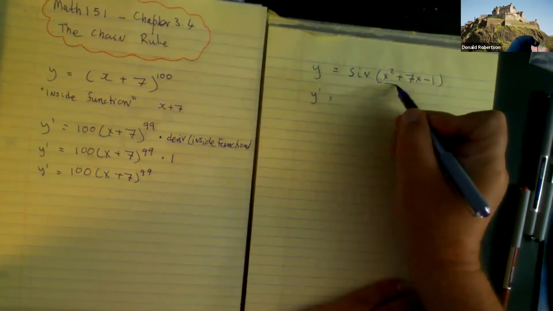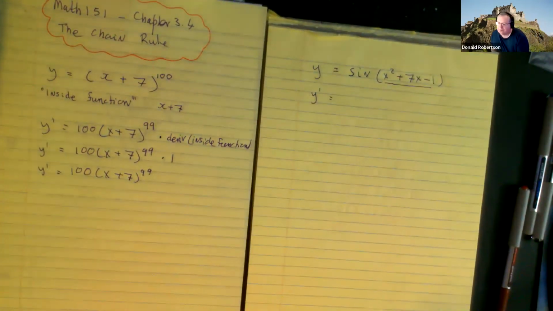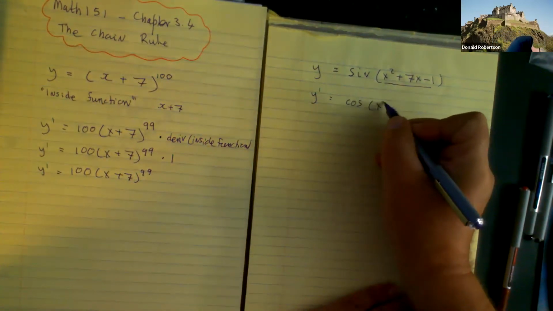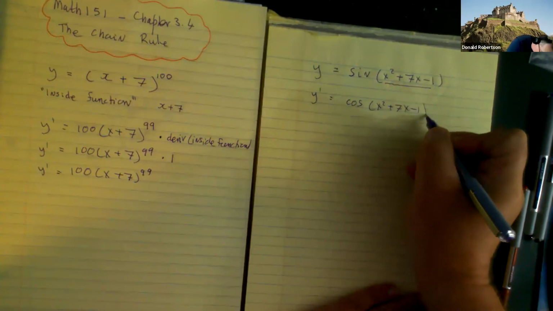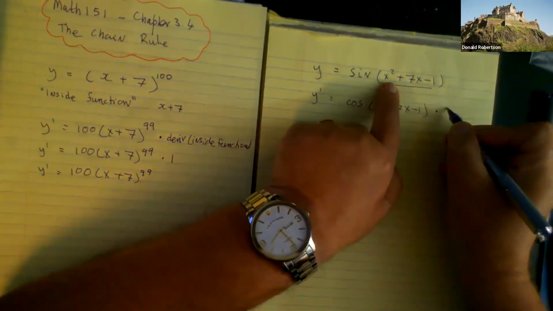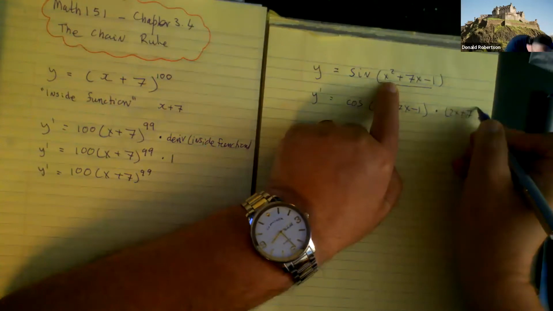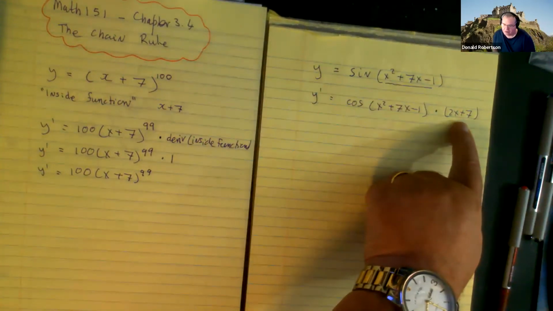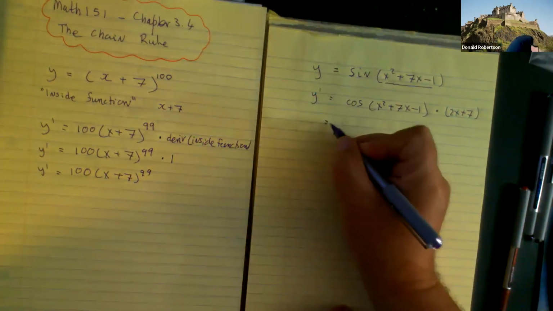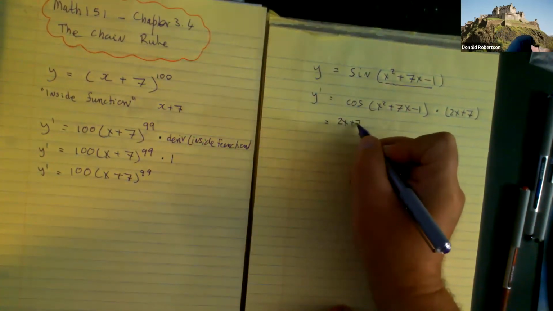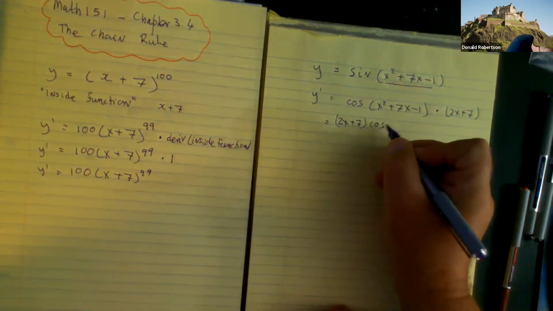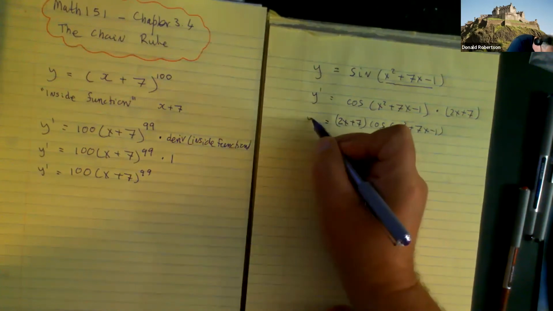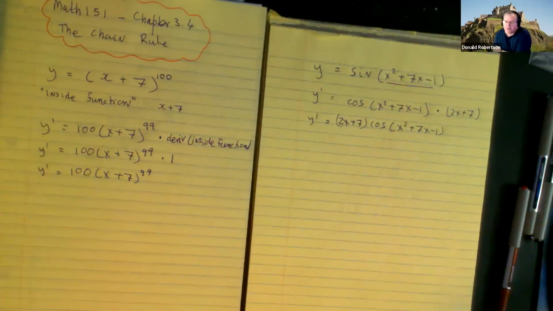Now, the inside function is this guy. So what you're going to get is the cosine of the inside function, followed by the derivative of the inside function. And so if you differentiate the inside function, you get this. And typically, there's not much in the way of style points in these questions. You normally write things from simplest to ugliest, and that would be the answer.